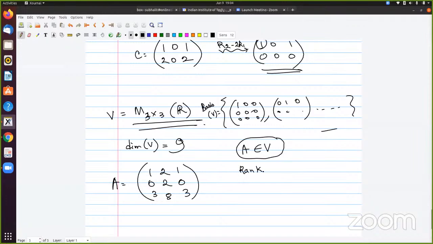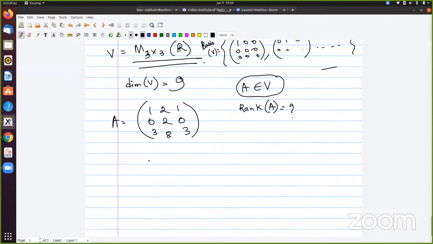Now I want you to calculate the rank of A. What is the rank of A? How will you calculate it? Row reduction. Good. So do row reduction. What is the first step? R3 minus 3R1. Great. So this is 0. And what is this? Minus 1. 2. Minus 2. Rank will be 2. Then 1, 3, 0, 0, 0, 0, 0. Okay. Then what is the second step?